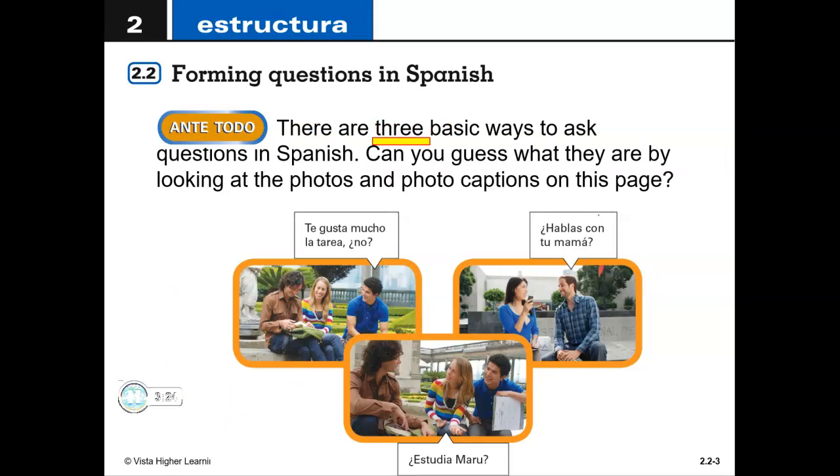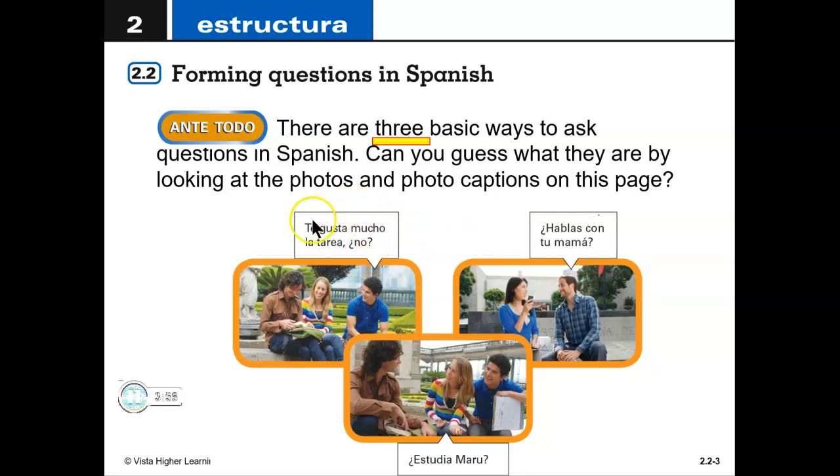Next, we're going to talk about how we form questions. There are three basic ways to form questions in Spanish. Can you guess what they are by looking at the photos and the photo captions? Here's the first way. ¿Te gusta mucho la tarea, no? So this is asking, you like homework a lot. Isn't that so? ¿Hablas con tu mamá? You speak with your mother. And ¿estudia Maru? Three different ways to form a question.